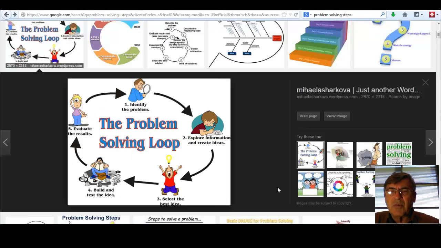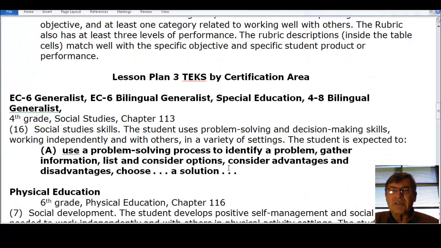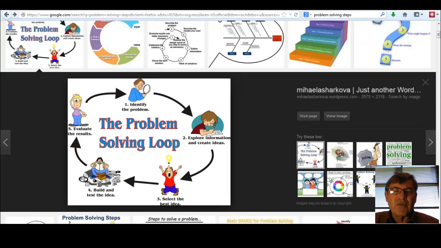Okay, here's a good graphic here. The problem-solving loop. Identify the problem, explore information, and create ideas. Select the best idea, build and test the idea, and evaluate the results. Well, it looks like here what we're looking for is identifying the problem, explore information, and create ideas. That is the part where it says, gather information, list and consider options, consider advantages and disadvantages. And so on this graphic, that's where you're exploring information and creating ideas, and then select the best idea.